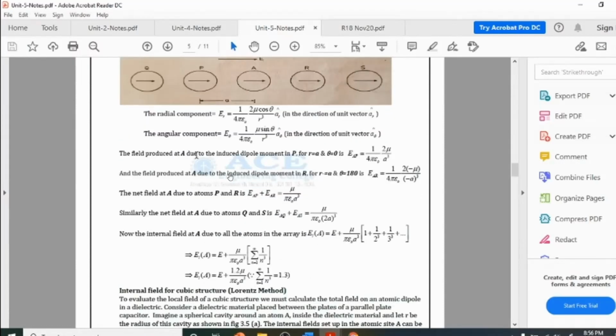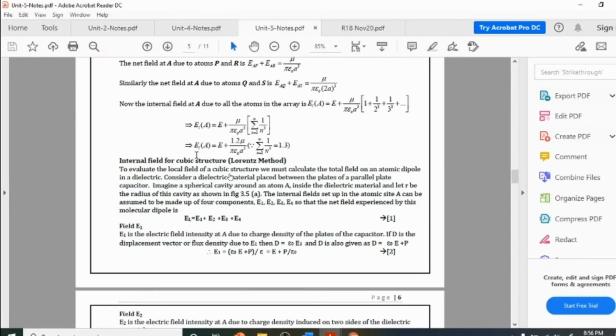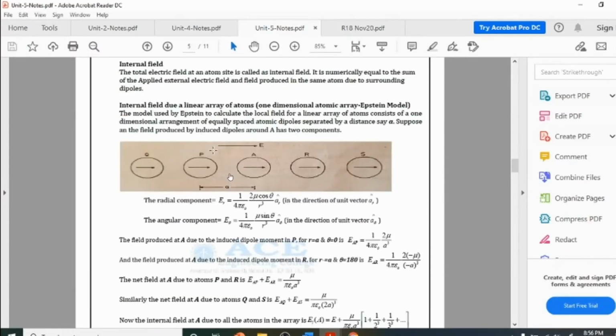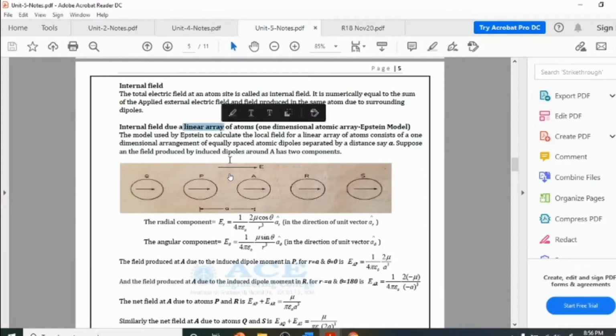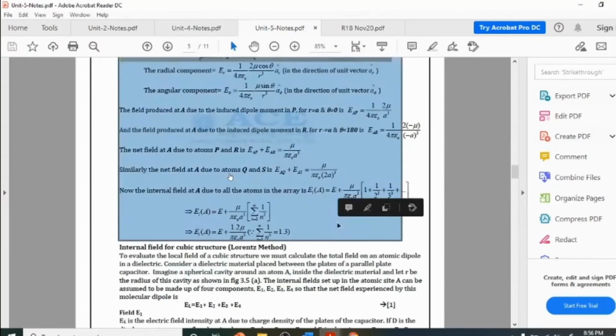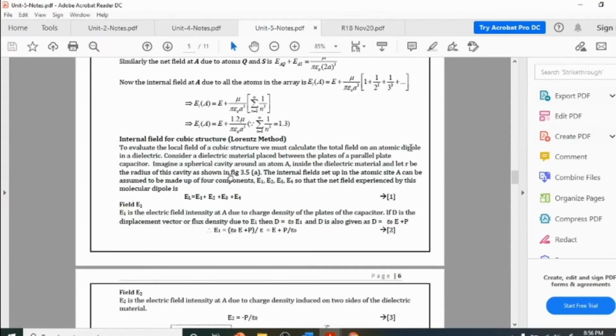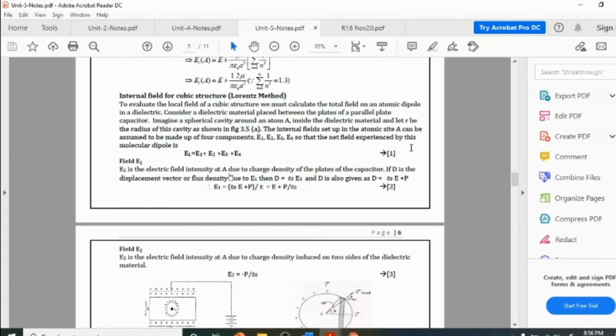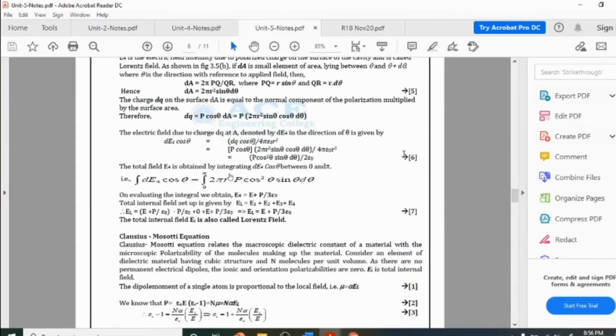Now coming to internal field, you have E1, E2, E3 and E4, 4 particular levels. So in the Lorentz model, and if you are asked about a one-dimensional array of atoms, which is called the Epstein model, that is this one. So there are 2 derivations. If you prepare for the 5th unit, you can prepare, and in between, if you find it difficult to get the correct derivation, remember the last 2 or 3 steps. You can skip the intermediate steps and write down those particular equations, right? And diagrams are important in this particular part.